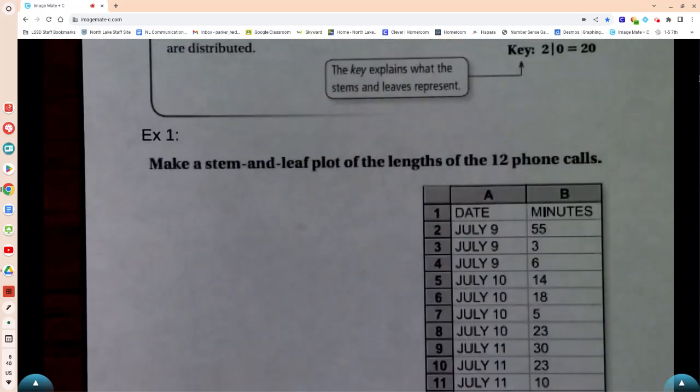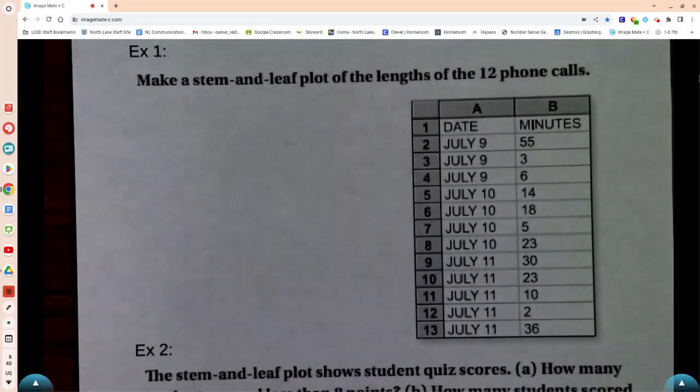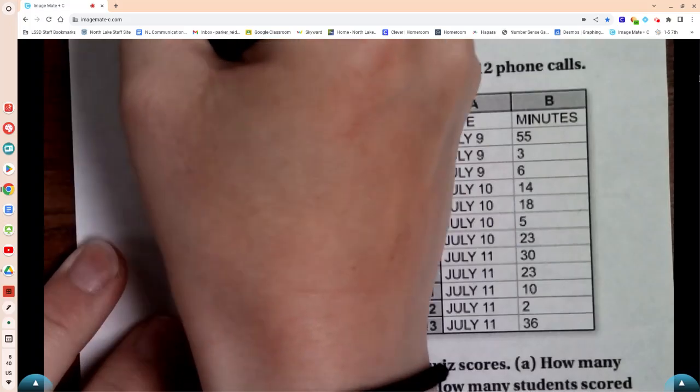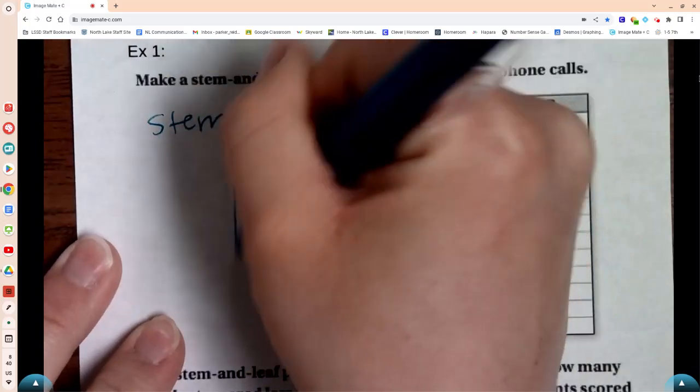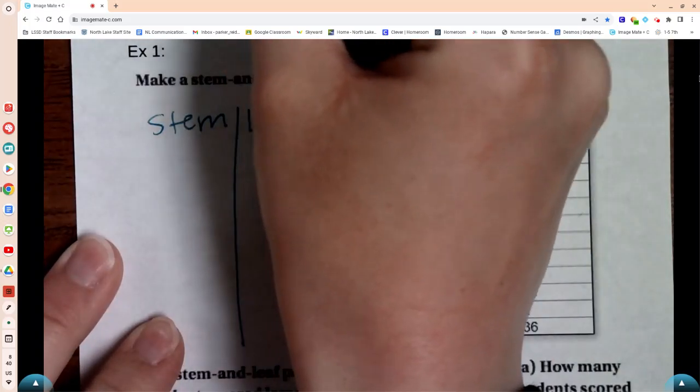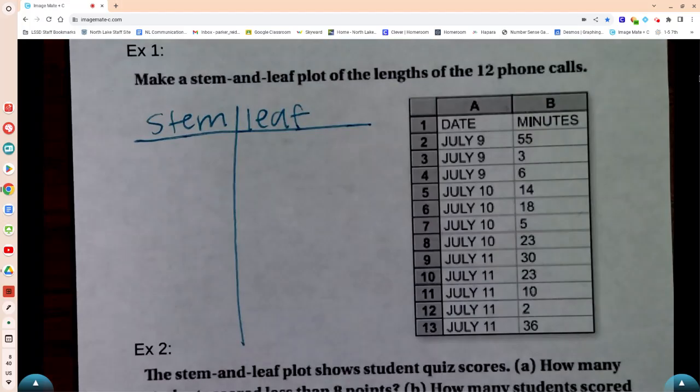So we're going to make a stem and leaf plot. Before we even do anything, we're going to set up the stem and leaf plot because every single one is set up in the same way. We literally write the words stem and leaf. So I'm going to write stem, draw a little vertical line, and I'm going to write leaf. So every stem and leaf plot is always going to begin that way.